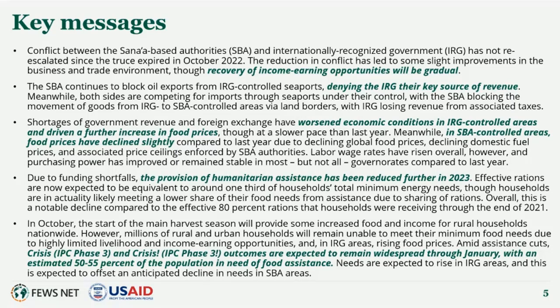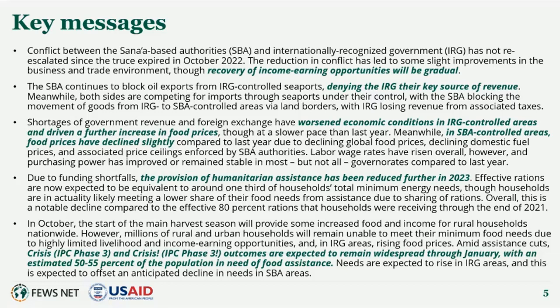Due to funding shortfalls, the provision of humanitarian food assistance has been reduced further in 2023. Now effective rations are expected to be equivalent to around one third of households' total minimum energy needs, though households are in actuality likely meeting a lower share of their food needs from assistance due to sharing of rations. Overall, this is a notable decline compared to the effective 80% rations that households were receiving through the end of 2021, however.